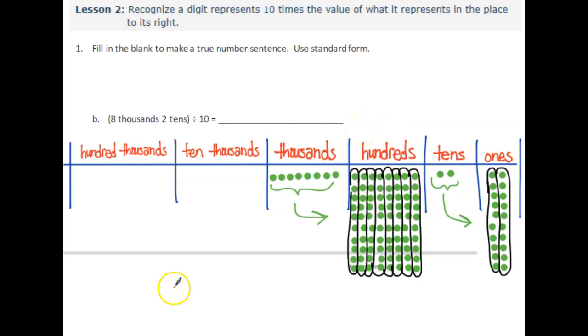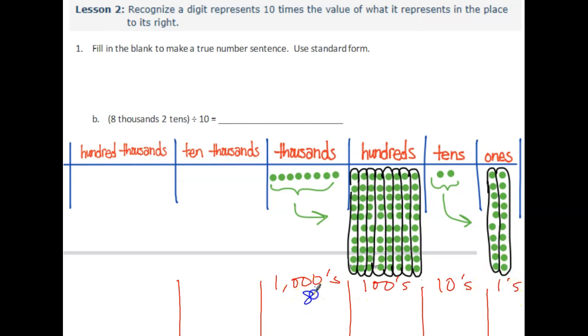Let's go ahead and draw this place value chart again. 8,000 and 2 tens. So that's how our number looked. When we divided by, in this case, we divided by 10, all of the numbers are going to move to the right now. My decimal will be right here. So now my 8,000 divided by 10 equals 800.